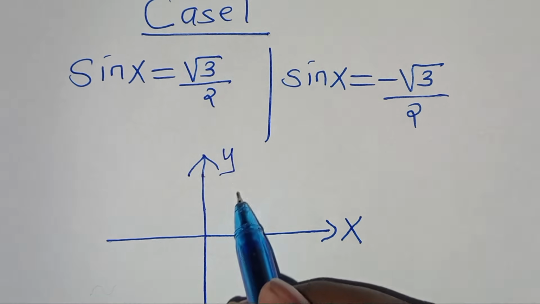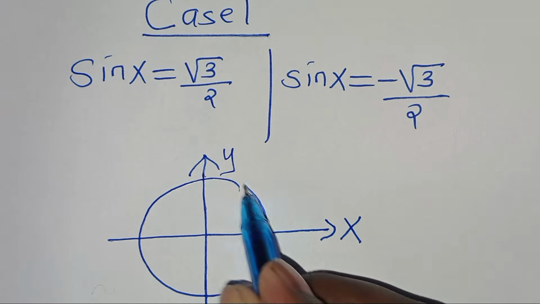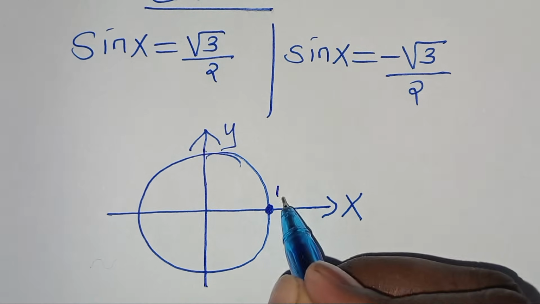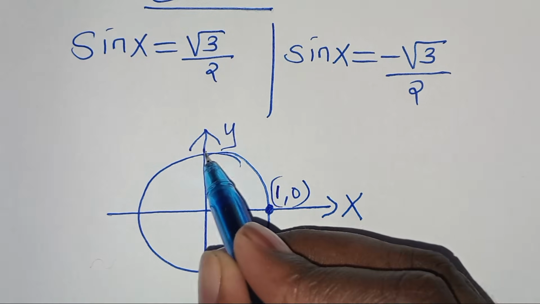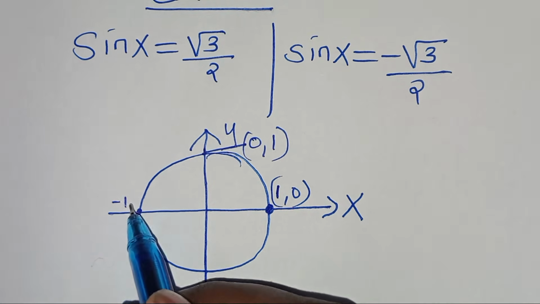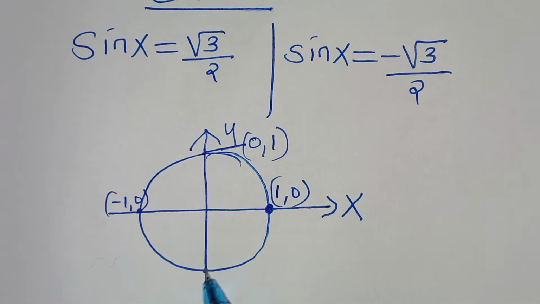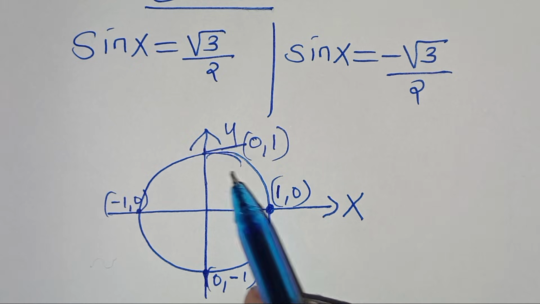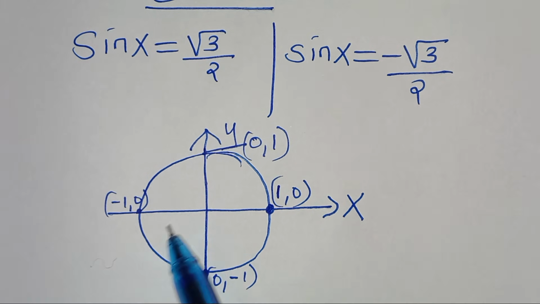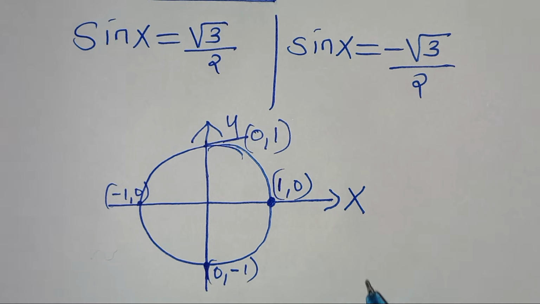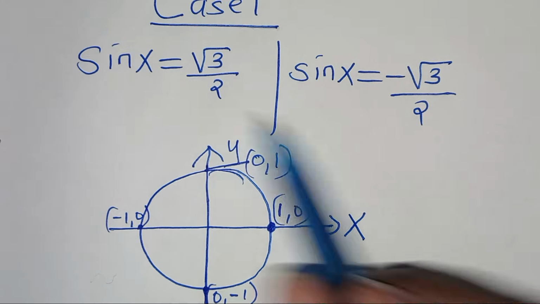Now in this case, we have here the coordinates of 1, 0. Here we have 0, 1. Here we have negative 1, 0. And here we have 0, negative 1. Now we have, this is the first quadrant, this is the second quadrant, this is the third quadrant, this is the fourth quadrant. Now from here we have sine x.